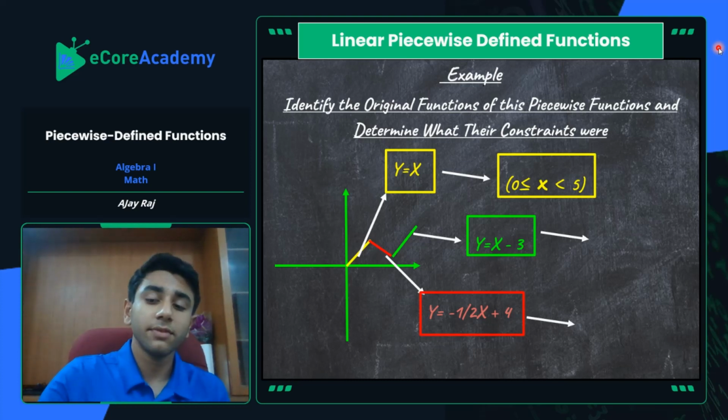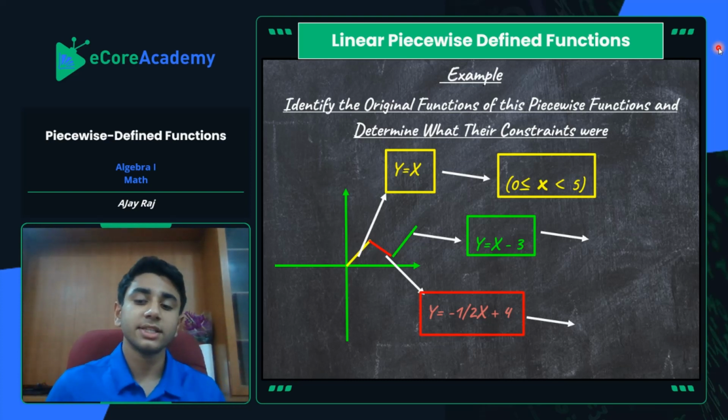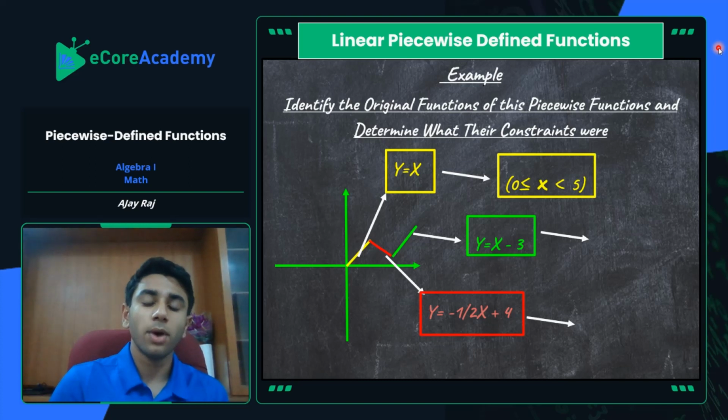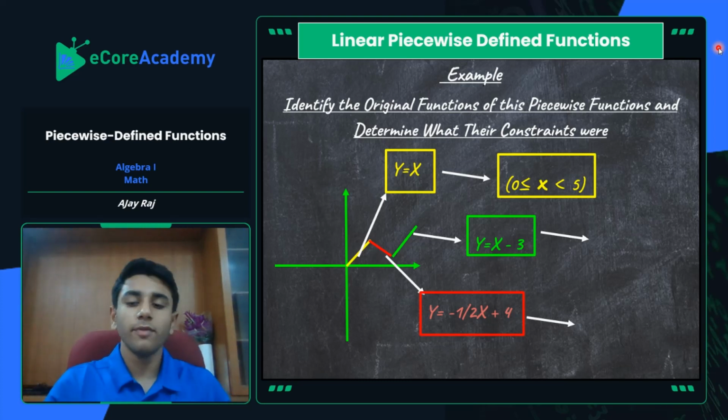The reason why we leave it less than 5 is because the red line is connected to the yellow line, so we don't want them to necessarily overlap. We only want one to connect to the other. So once we do that, we've identified all values from 0 to 5 on the x-axis are going to be valid for your yellow line.